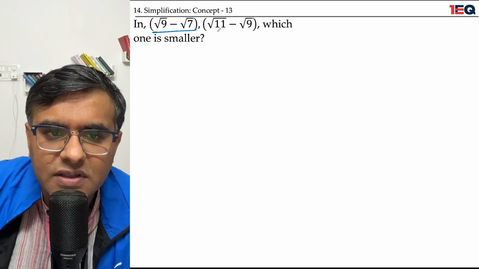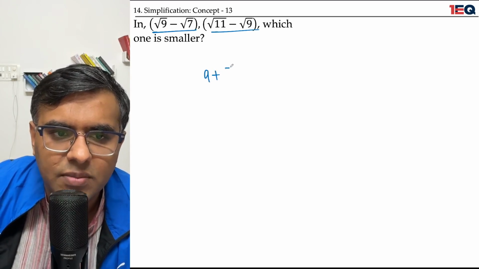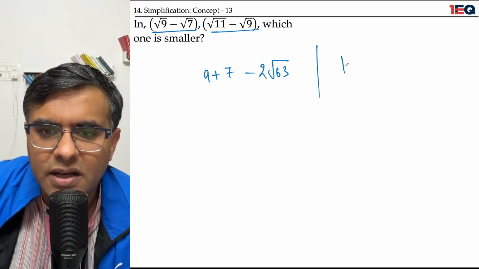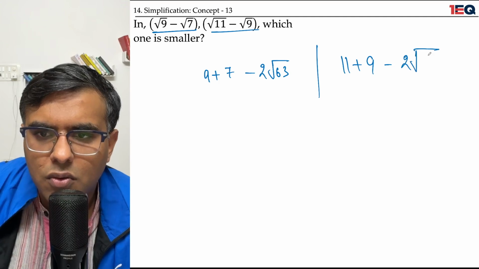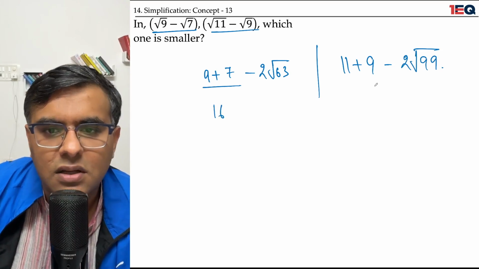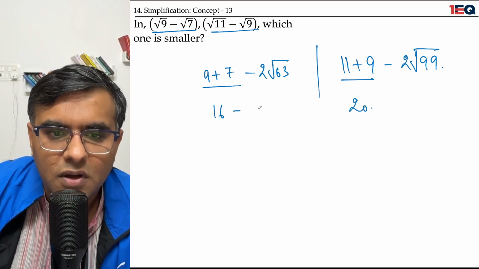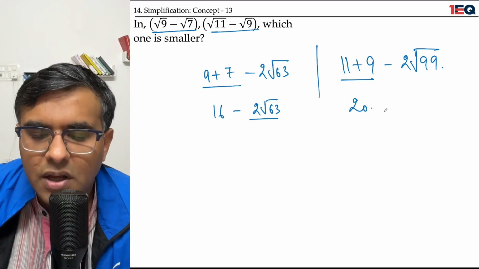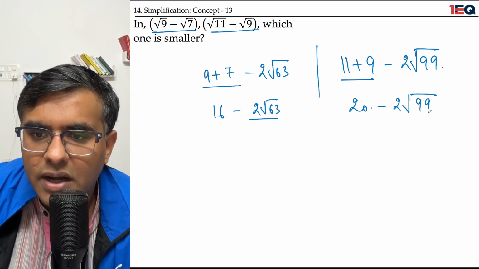We again have a similar problem. Root 9 minus root 7, and root 11 minus root 9. Okay, so this comes out as 9 plus 7 minus 2 root 63. Then again 11 plus 9 minus 2 root 99. Okay, 9 plus 7 is 16 and 11 plus 9 is 20. Out of 16 we are reducing a lower number which is 2 root 63, and out of 20 we are reducing a bigger number which is 2 root 99.